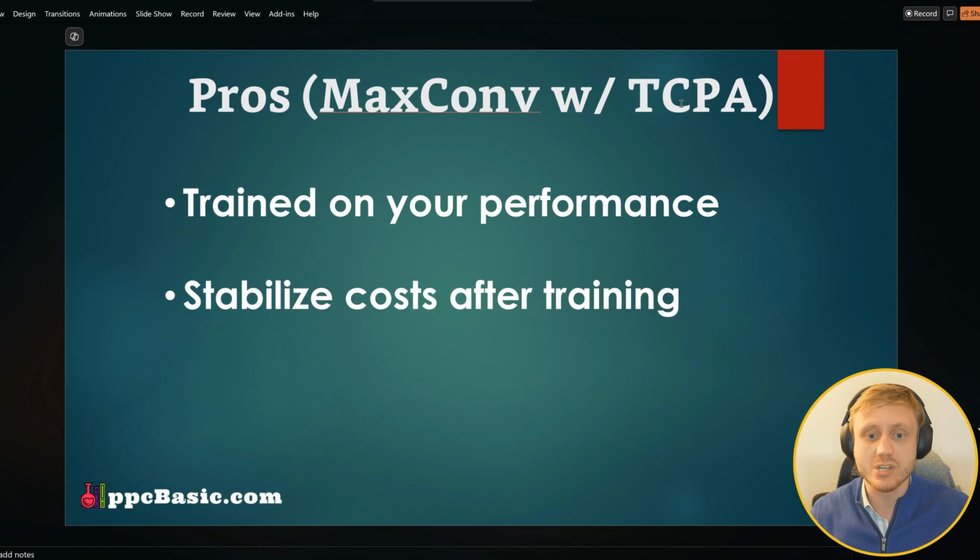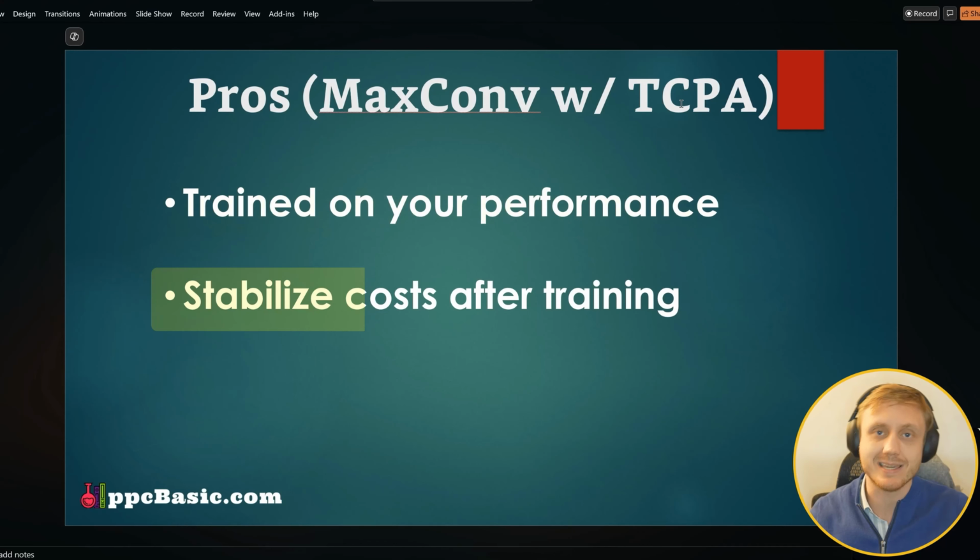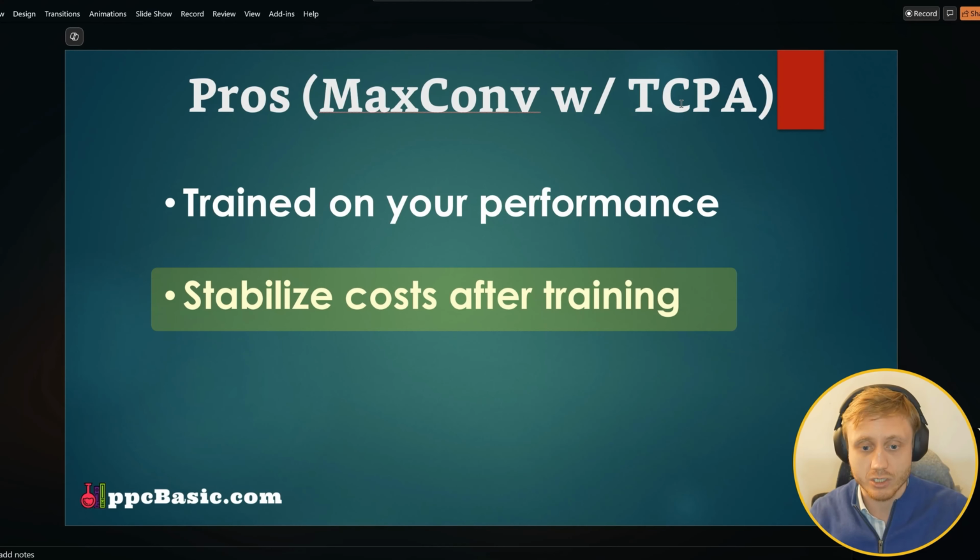Now, the pros of max conversions with a target cost per acquisition is that once Google collects enough data about your conversions, they start to understand which stage in the funnel is best to show the customer your ads. They know which keywords are the best to show your ads on. They also understand your landing page a little bit better and how the person is navigating through it. Then at that point, Google's able to optimize much better and show your ads at the appropriate time for the customer. It limits the upside of how much you're going to ultimately pay for clicks.